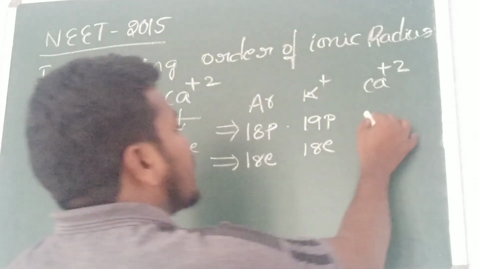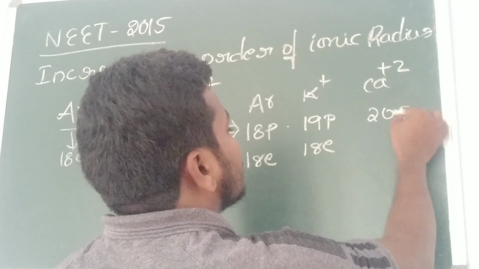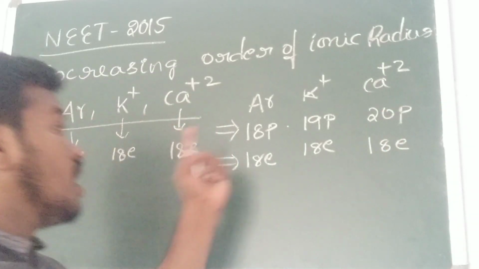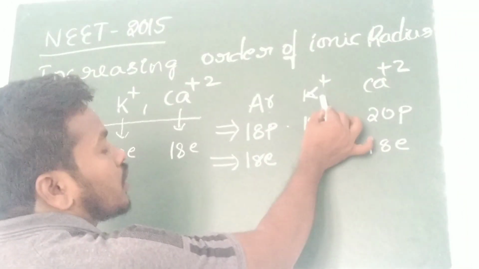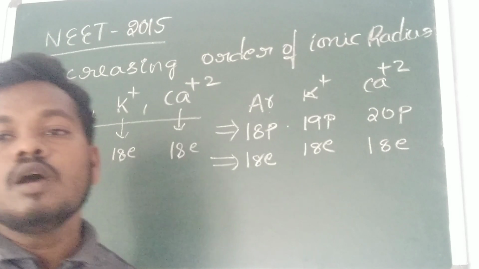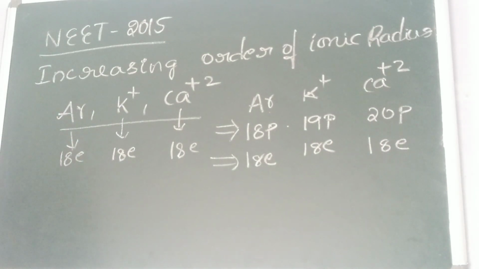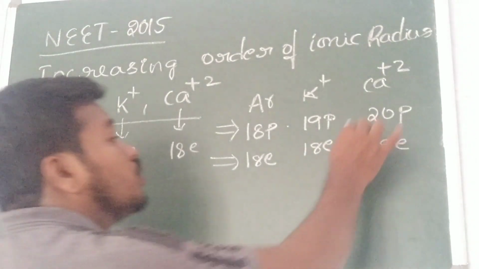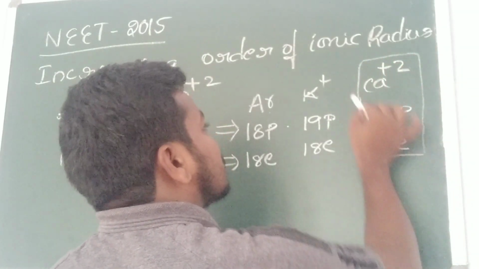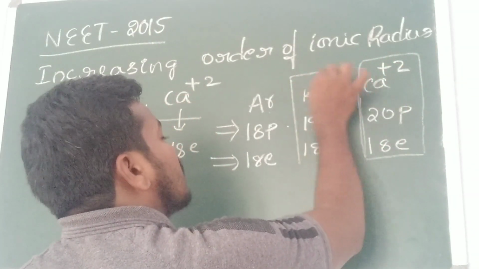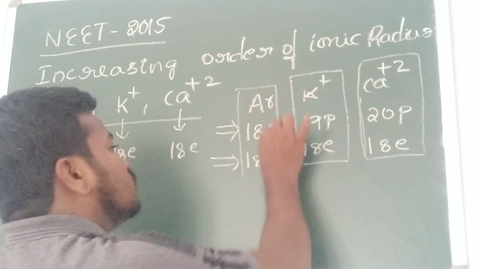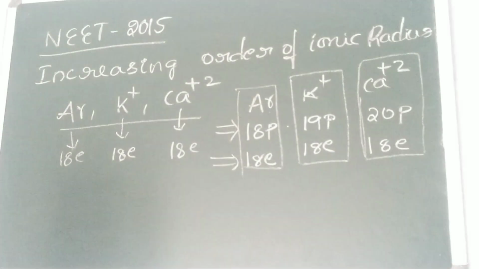The proton is not losing at all, only the electron is lost. So calcium has 20 protons and 18 electrons; they are losing electrons, not protons, that is the nuclear charge. So among these, which has the more positive charge? Ca plus 2. More positive charge means more nuclear charge. More nuclear charge will automatically attract the electrons, so the size decreases. So K plus has less charge than Ca plus 2, followed by argon.